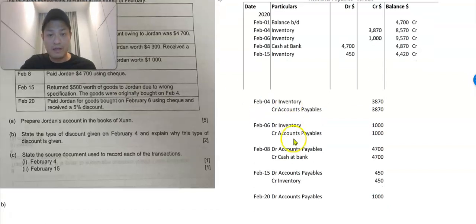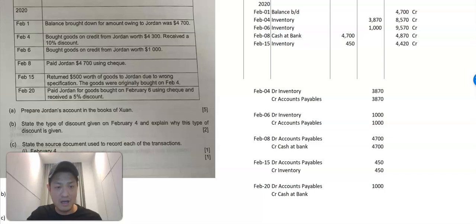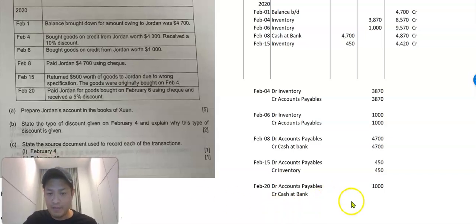Okay, but how did he pay, and how much did he actually pay? He paid through cash at bank, but how much did he pay? He received a 5% discount, so he paid 1,000 less a 5% discount, which is 950. And there's a balance of $50, right? On the credit side, what do I credit?